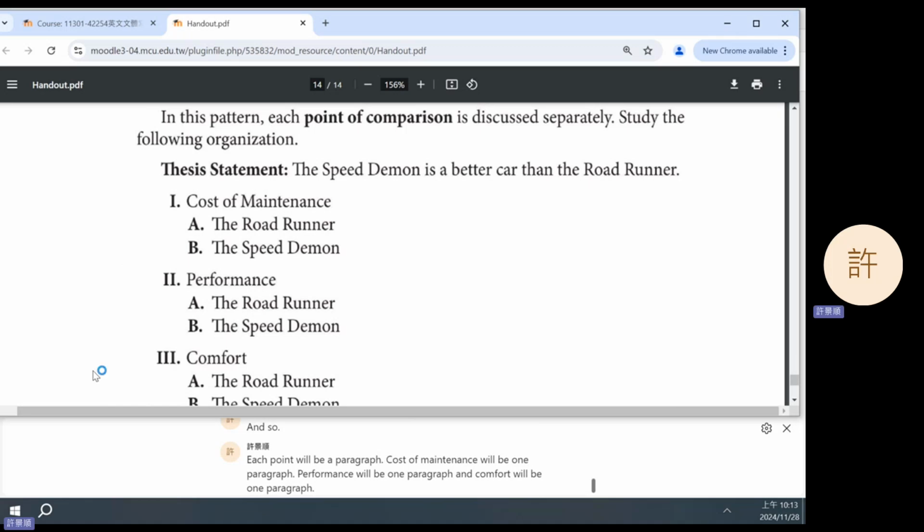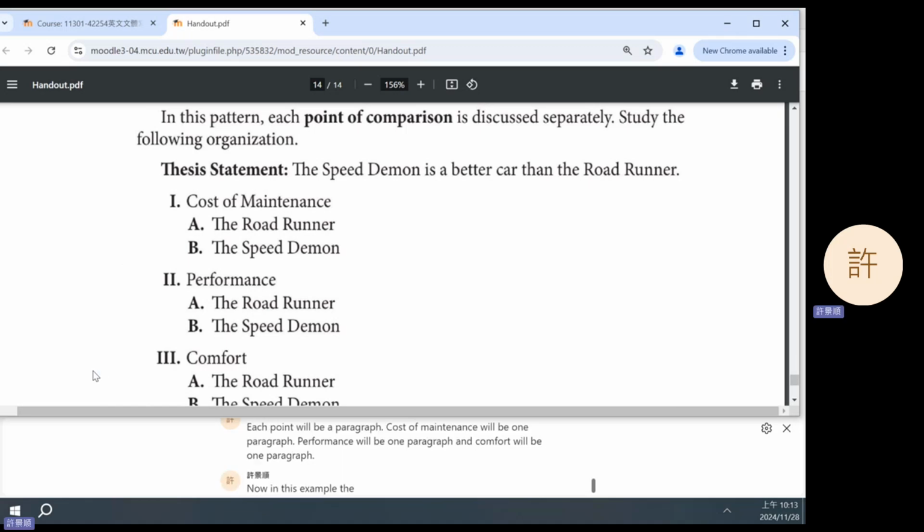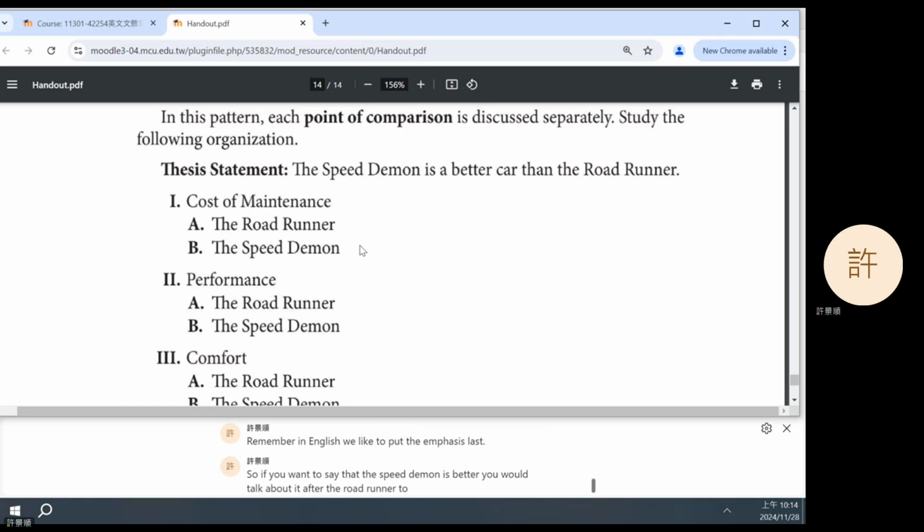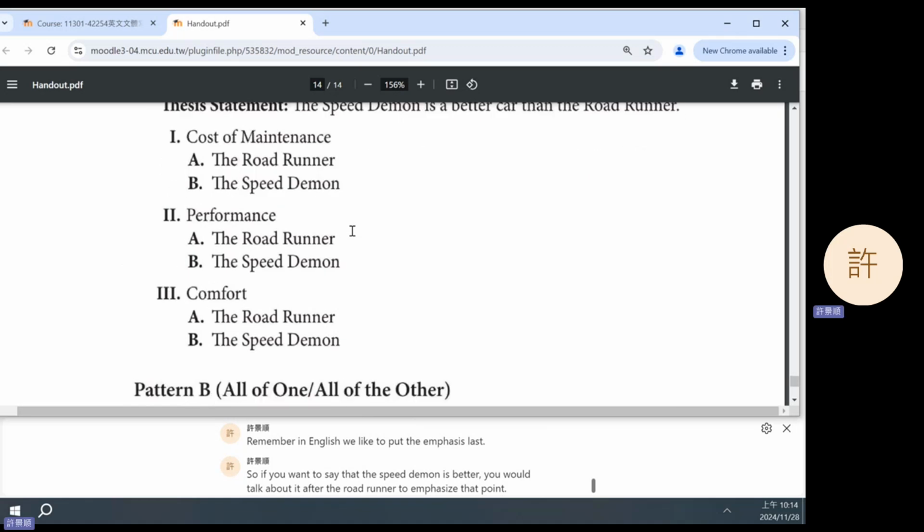Now, in this example, the main idea is that the speed demon is better. And that's why for each point, the author first talks about the roadrunner and then talks about the speed demon. Remember, in English, we like to put the emphasis last. So if you want to say that the speed demon is better, you would talk about it after the roadrunner to emphasize that point. So this is the first structure.